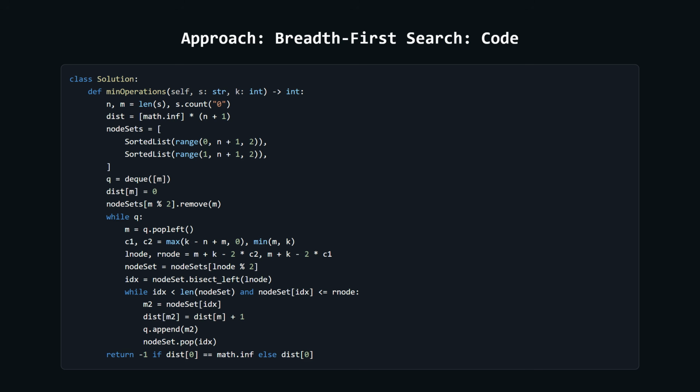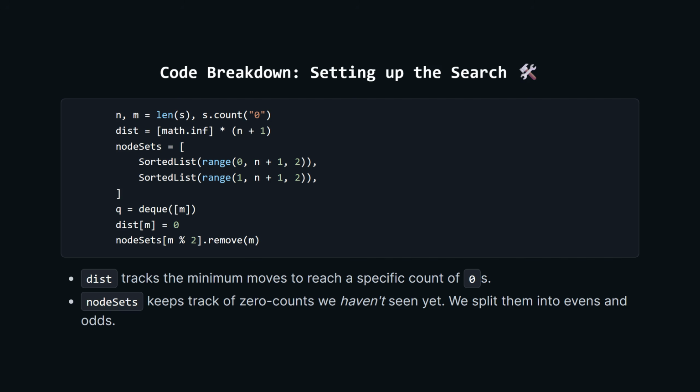Alright, here is the Python code for the breadth-first search approach provided in the editorial. It looks a bit dense with those math calculations and sorted lists, but don't worry, we're going to break down exactly how it works piece by piece right now. First, we set up our trackers. N is the length of our string, and m is our starting number of zeros. The dist list will track how many moves it took to reach every possible count of zeros.